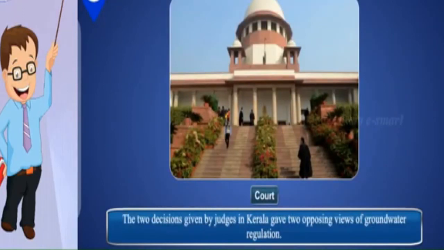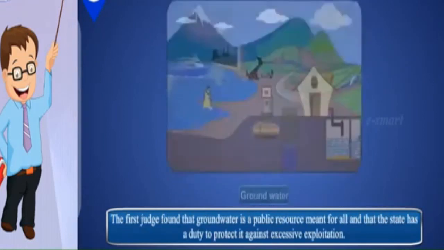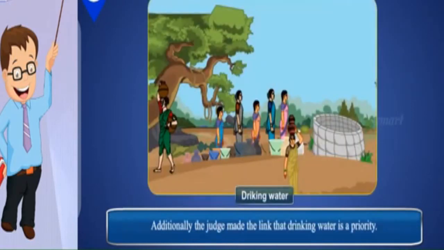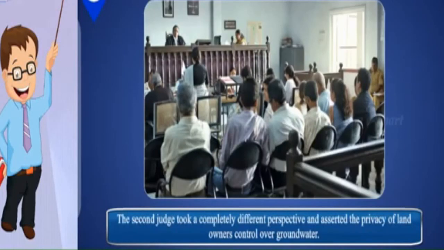The two decisions given by judges in Kerala gave two opposing views of groundwater regulation. The first judge found that groundwater is a public resource meant for all, and that the state has a duty to protect it against excessive exploitation. Additionally, the judge made the link that drinking water is a priority. The second judge took a completely different perspective and asserted the primacy of landowners' control over groundwater.